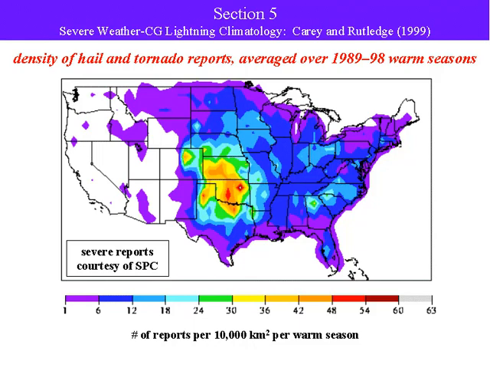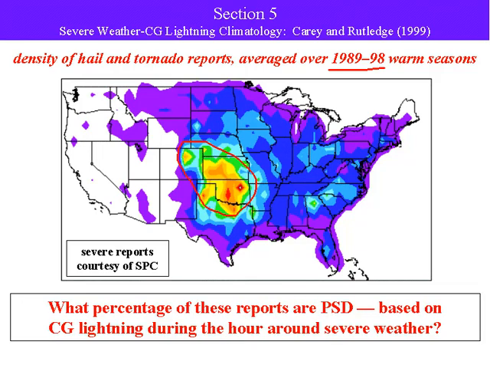This map is from Carey and Rutledge in '99 and shows the density of hail and tornado reports averaged over the 1989 to 98 warm seasons. What you can see is that we have a maximum of severe weather located in the central part of the country, exactly where you may expect, extending from northern Texas throughout Oklahoma and Kansas and into northeastern Colorado. So the question may arise, what percentage of these reports are PSD based on CG lightning during the hour around severe weather? Well, this graph shows the answer.